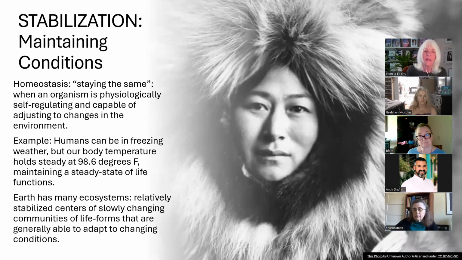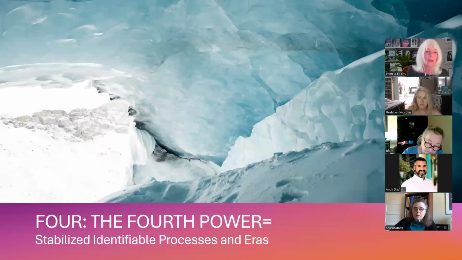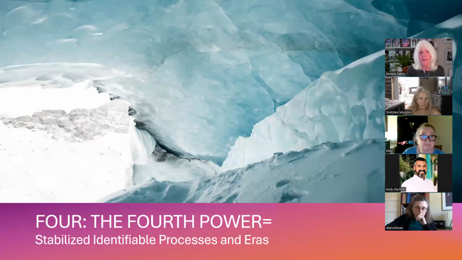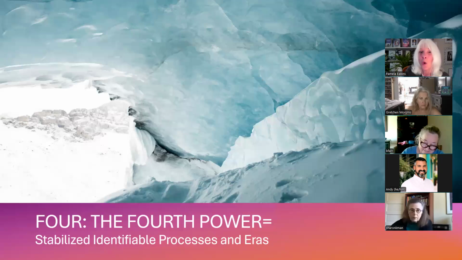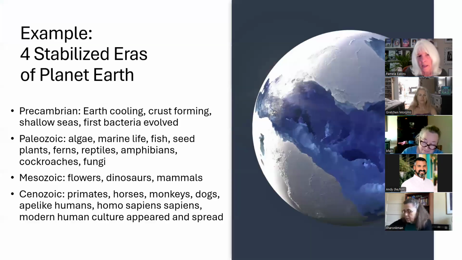Okay, so Earth has many ecosystems, and these are relatively stabilized centers of slowly changing communities of life forms that are generally able to adapt to changing conditions. The fourth power is a stabilized, identifiable process and/or era. So here's some ice in the North Pole, right? We can identify where this is and what's happening, and it's a relatively stabilized process.